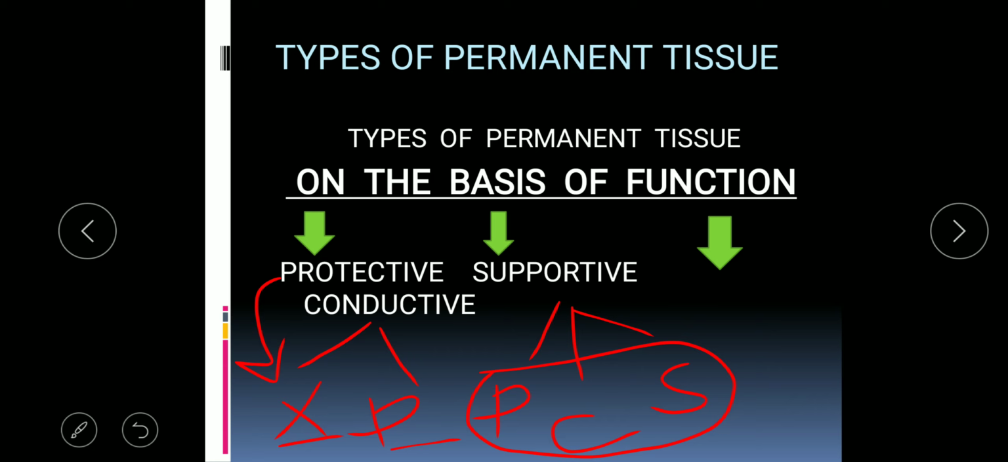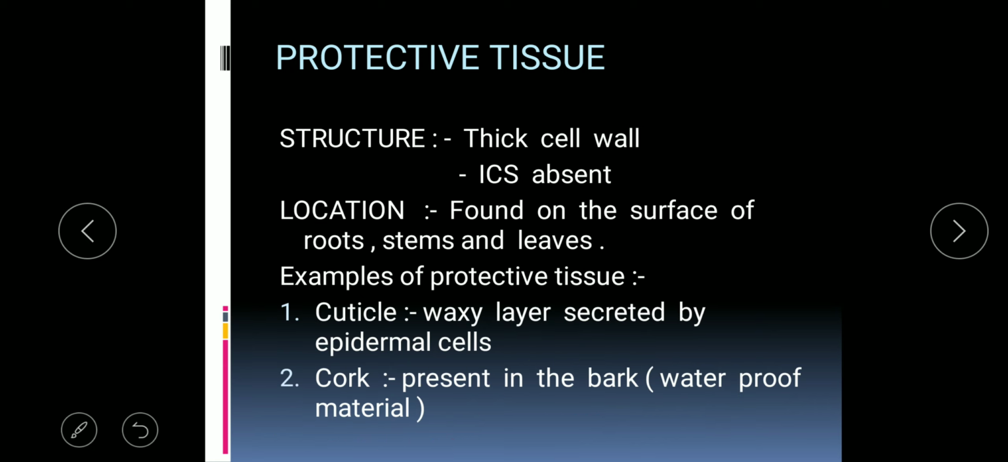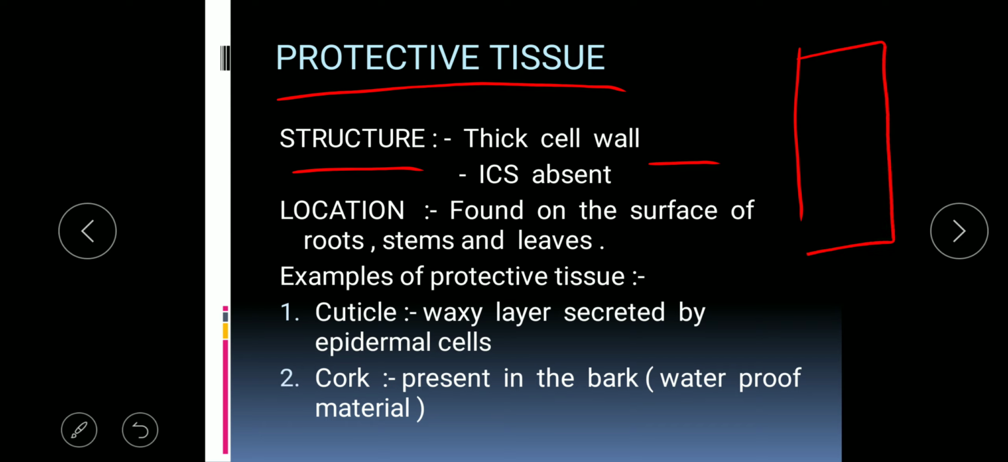So today we have to start with protective tissue. Protective tissue, as the name suggests, will provide protection to the plant parts. So what are the structural features of the protective tissue? Have you seen any boundary wall? Is the boundary wall thin or thick? Have you seen a boundary wall made up of cellophane paper anywhere? No. We always see that the boundary wall is thick.